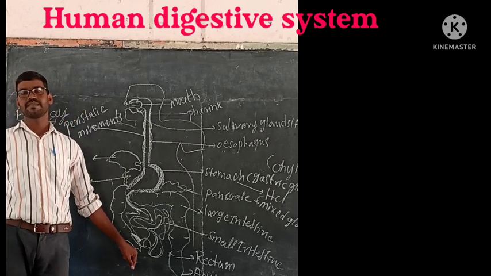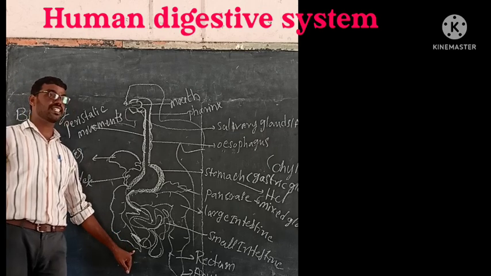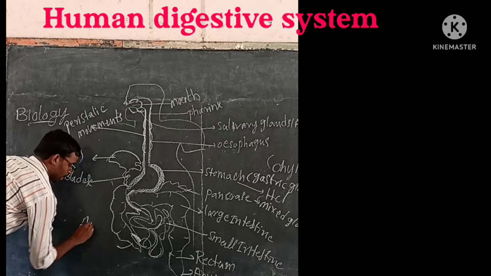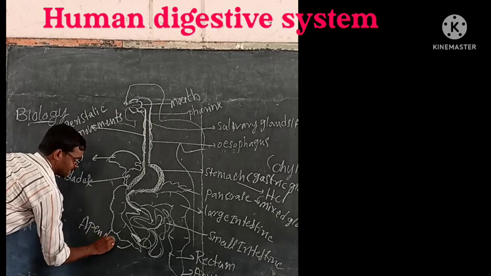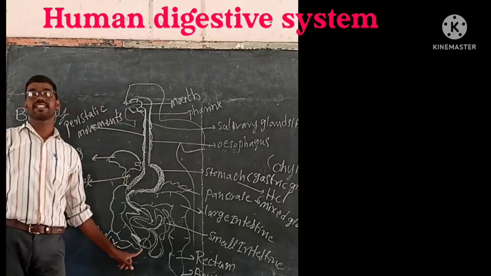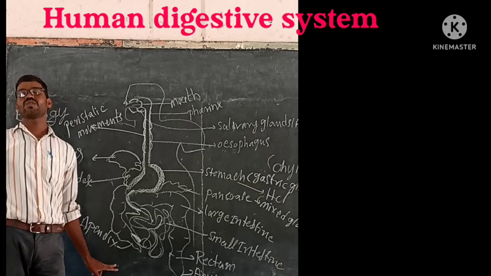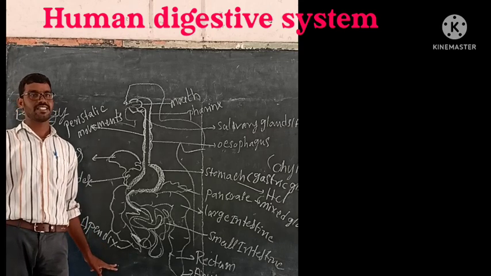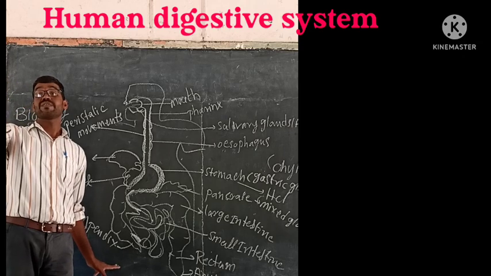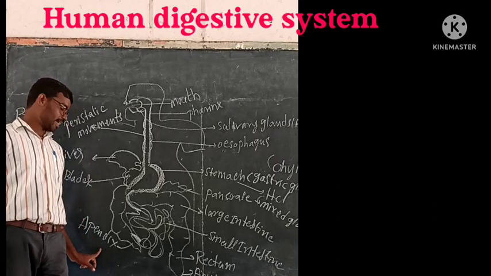Waste organ, the finger-like structure present in the large intestine, is called the appendix. Once again, repeat. Appendix. Finger-like structure present in the large intestine is called appendix. It is not working in our body. That's why it's called a vestigial organ, a waste organ. There is no specific function in our body.